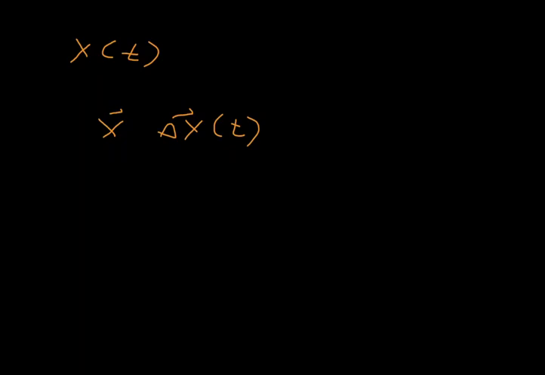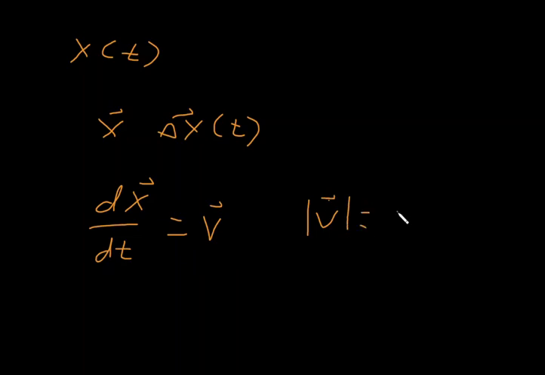Now we have what is called velocity, which is the derivative of our displacement vector with respect to time. And this is equal to velocity, which is a vector, right? Speed is the magnitude of this vector.